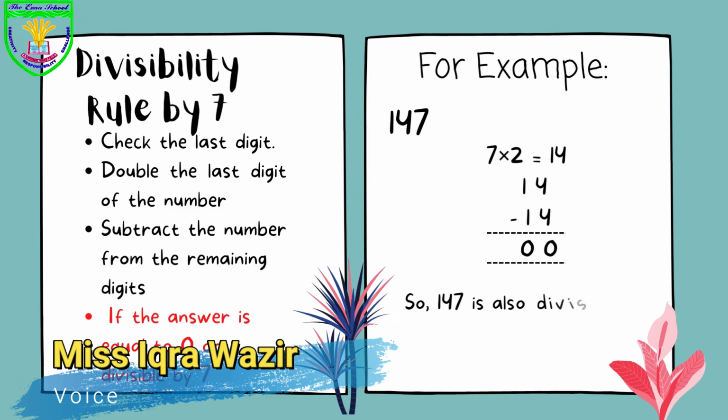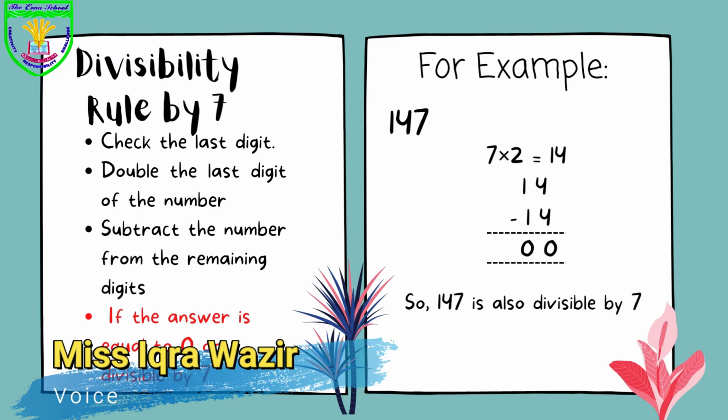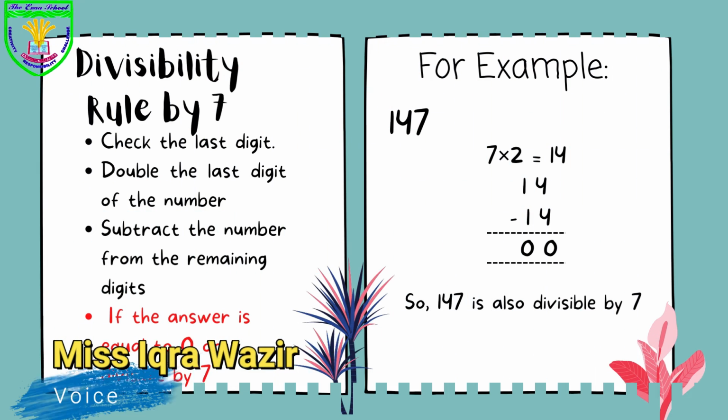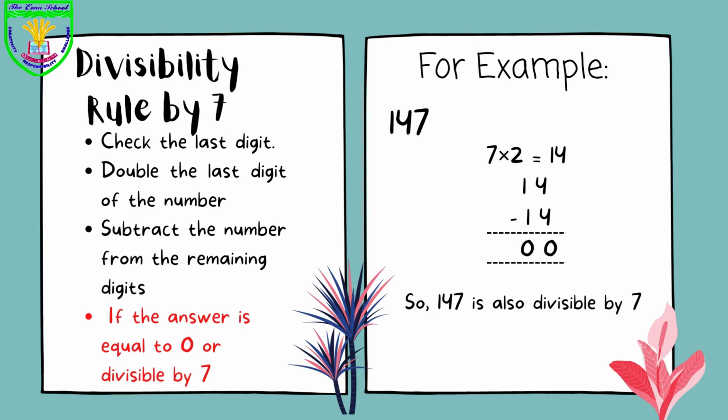147. Now, we will apply the divisibility rule of 7 on it. We will double the last digit 7. So, to double it, we will multiply 7 with 2. 7 2s are 14. 7 multiplied by 2 is 14. Now we subtract the 14 from the remaining digits 14. 14 minus 14 is 0. Now, if the answer is 0, then the number is divisible by 7. So, the given number 147 is divisible by 7.